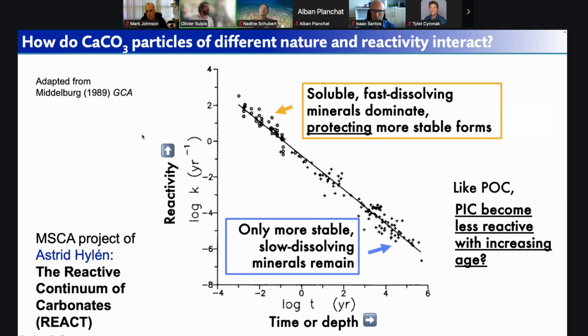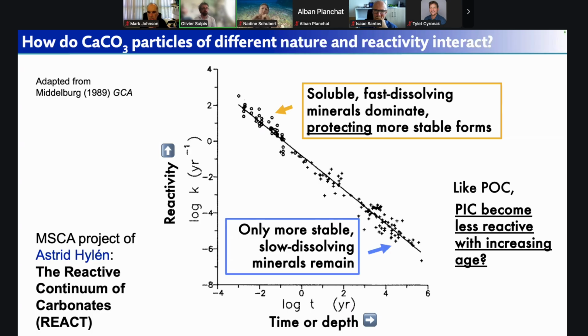So that's the focus of a new Marie Curie postdoc project of Astrid Hülen, who just started working with us at CEREGE. The idea that we're trying to investigate is that maybe to describe the reactivity of calcium carbonates, we could mimic the reactive continuum that is often used to describe the reactivity of organic matter. The idea is that there is not just one type of organic matter, right? We are made out of some fat, some muscles, a lot of different things. Same for marine organic matter.